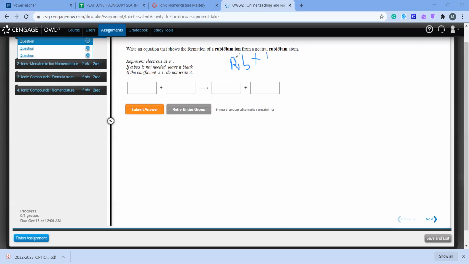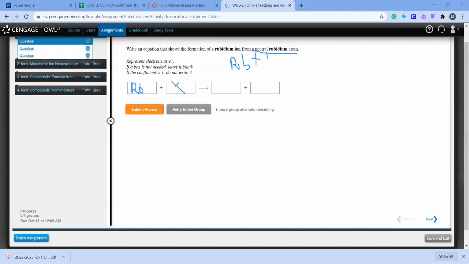So when we look at this here, it's saying some boxes, if needed, will leave blank, but we want to show you how you get a neutral rubidium ion. So I'll just put Rb because that would be a neutral rubidium atom. How did the ion come from the atom? So this would be the atom.